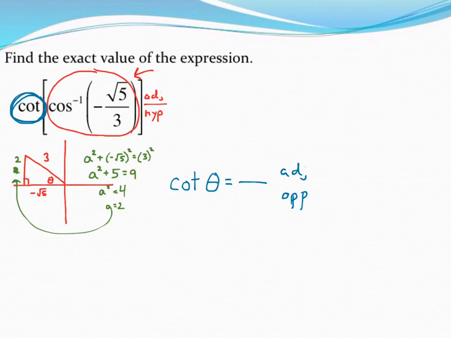My adjacent side then, we already knew that was this bottom side down here, negative square root of 5. The opposite side is the side we just found, 2. And then I would just look to see if I can simplify that. There's no square in the bottom. There's no simplifying that I can do. So there is my cotangent ratio, negative square root of 5 over 2.